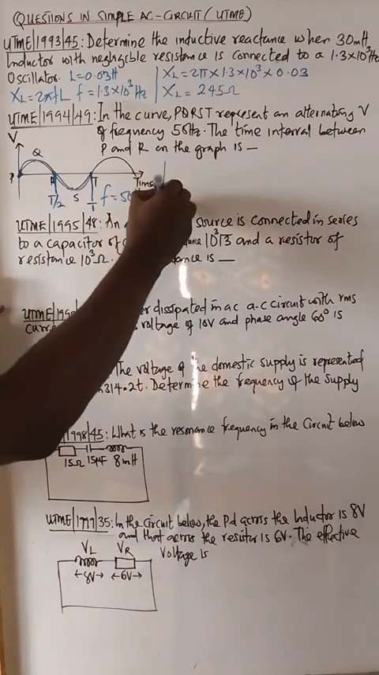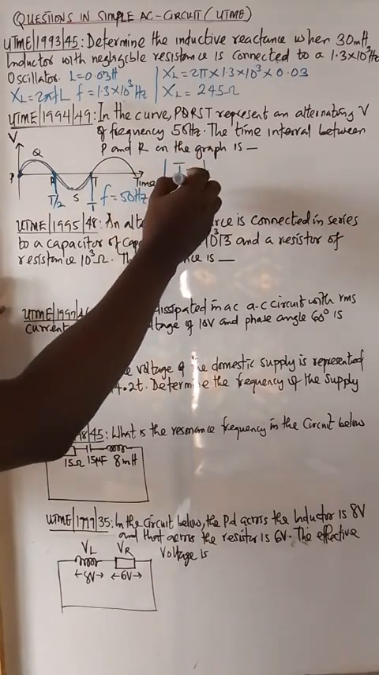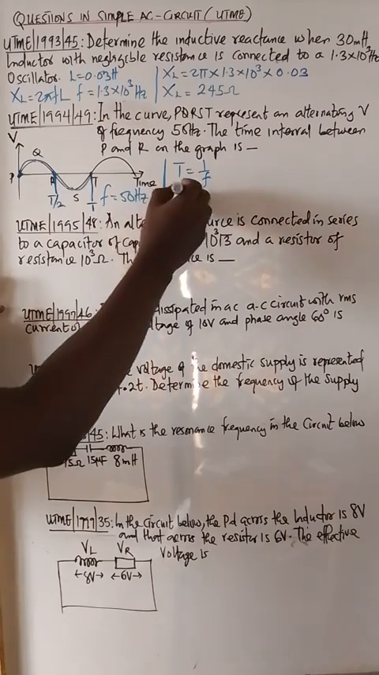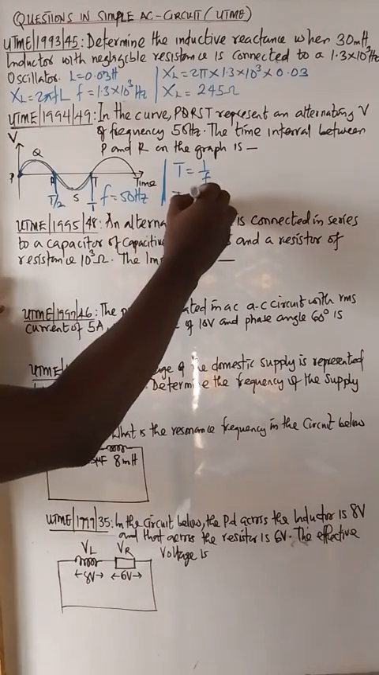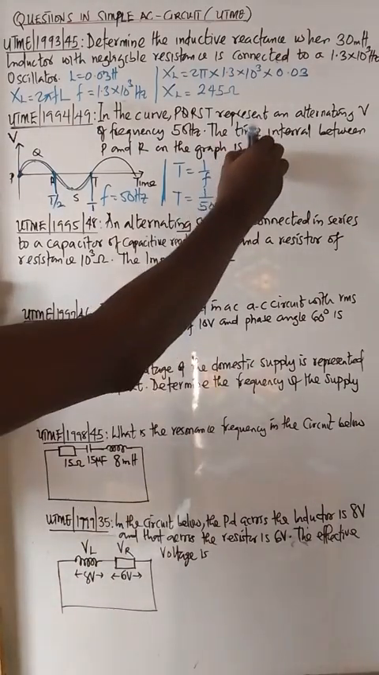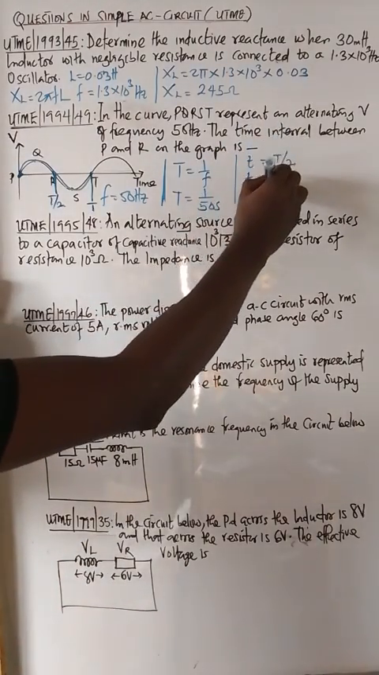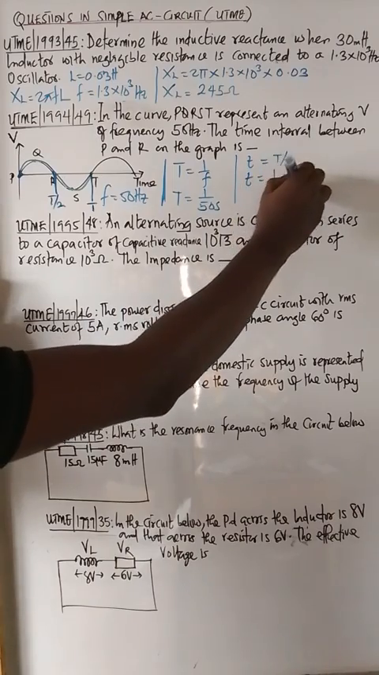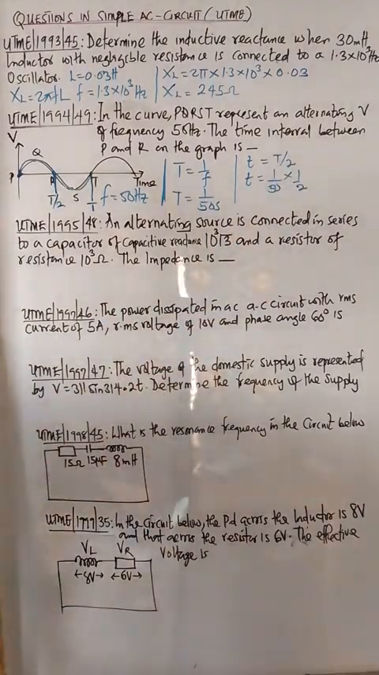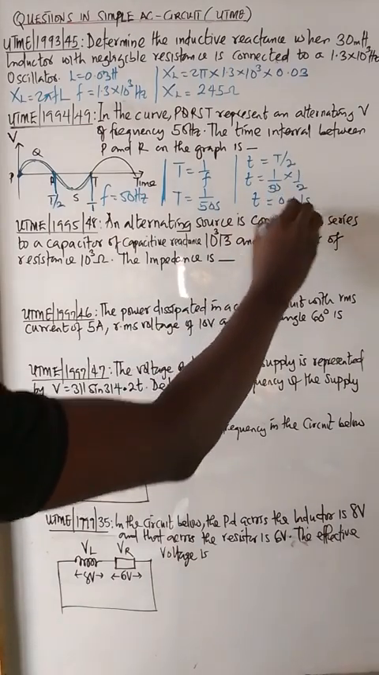We are given frequency, recall, period equals 1 over frequency. Then it means the period is 1 over 50. What are you looking for? The time interval there is T over 2. That's 1 over 50 over 2, which is 1 over 100, 0.01. The time interval is 0.01 seconds.